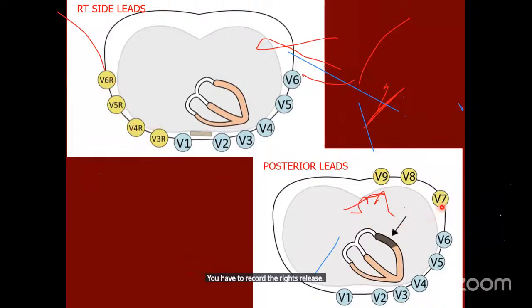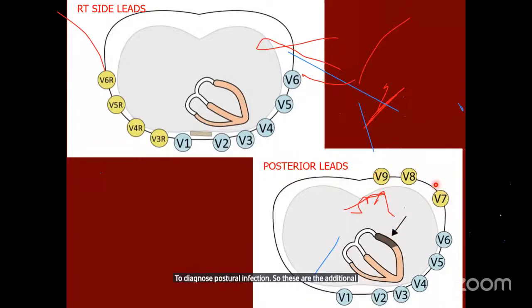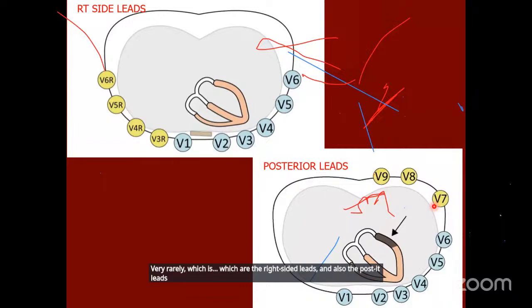When you are suspecting a posterior infarction and your ECG is not very classical, you have to record V7, V8, and V9. V7 is placed on the posterior axillary line, V8 is placed on the mid-scapular line, and V9 is placed on the paraspinal line. Very rarely we record V7, V8, and V9 to diagnose posterior wall infarction. So these are the additional leads we record very rarely, which are the right-sided leads, and also the posterior leads to diagnose posterior wall myocardial infarction.